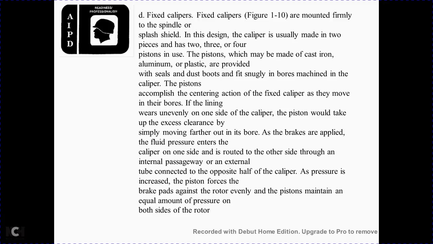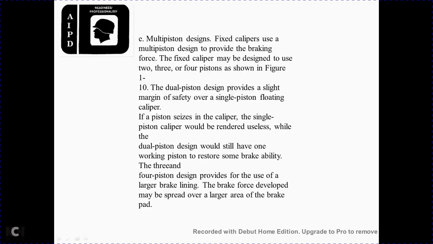If the lining is worn unevenly on one side of the caliper, the piston would make an excessive clearance, simply moving farther out of the bore. The brake is applied with fluid pressure to the edge of the caliper on one side, through an internal passage or external tube connecting with the opposite half of the caliper. As pressure is increased, the pistons force the brake pads against the rotor evenly, with equal pressure maintained on both sides of the rotor.